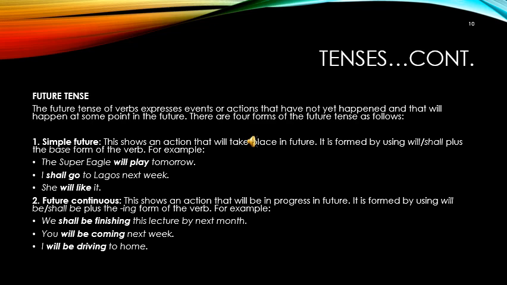The future continuous tense shows an action that will be in progress in future. It is formed by using will be or shall be plus the ing form of the verb. For example, we shall be finishing this lecture by next month. You will be coming next week. I will be driving at home.